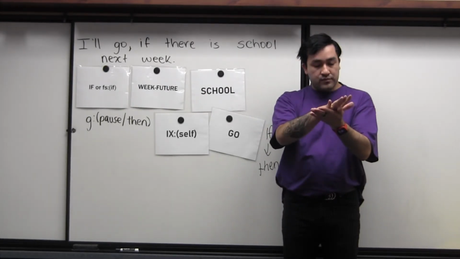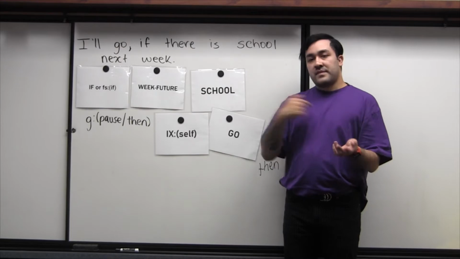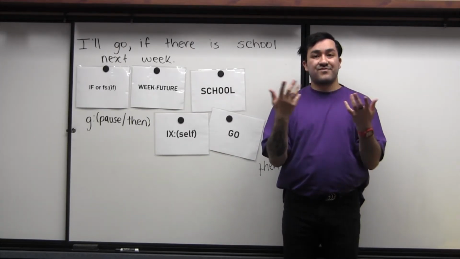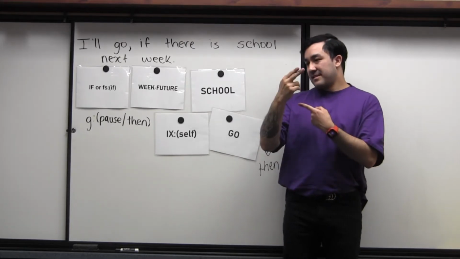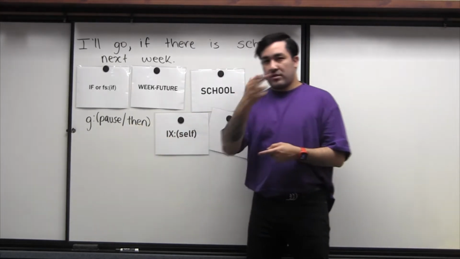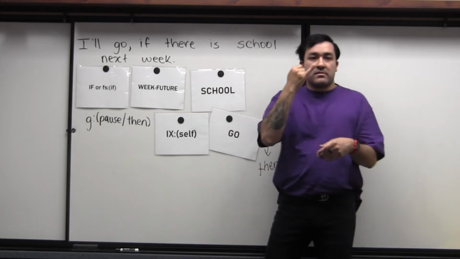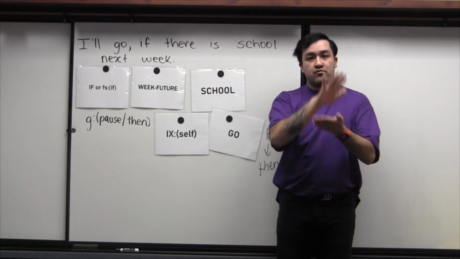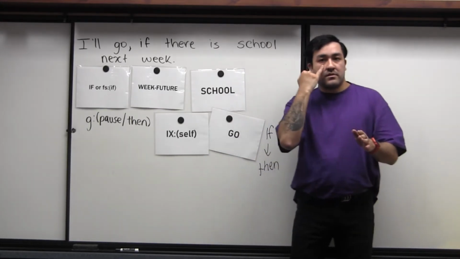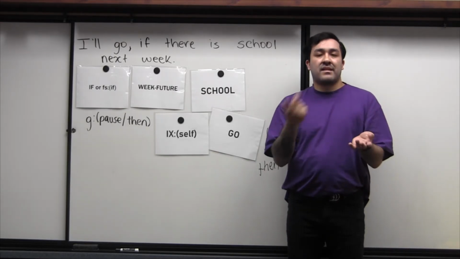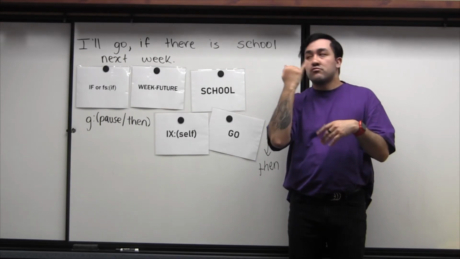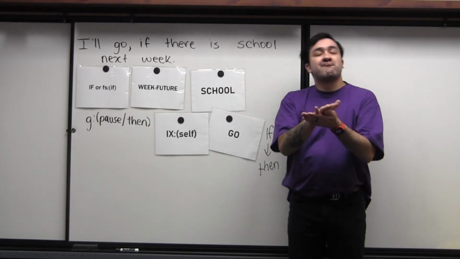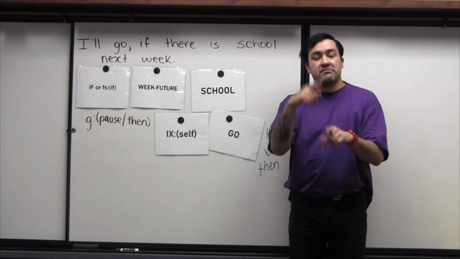If next week school, then I will go. And so I tend to sign this kind of thing, right? That's my then. And you can create your own then. So you need to remember to add something though. So if next week school, go. Oh, no. If next week school, then I go. So add some type of pause, add something to show the then. So if next week school, yeah, then I'll go.